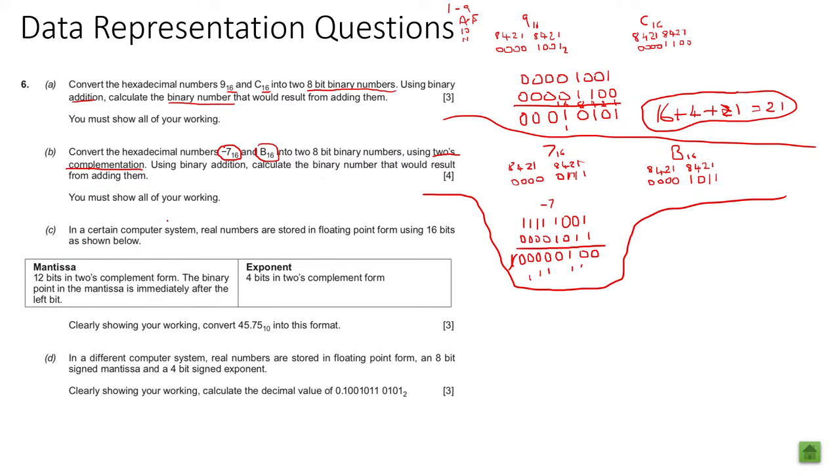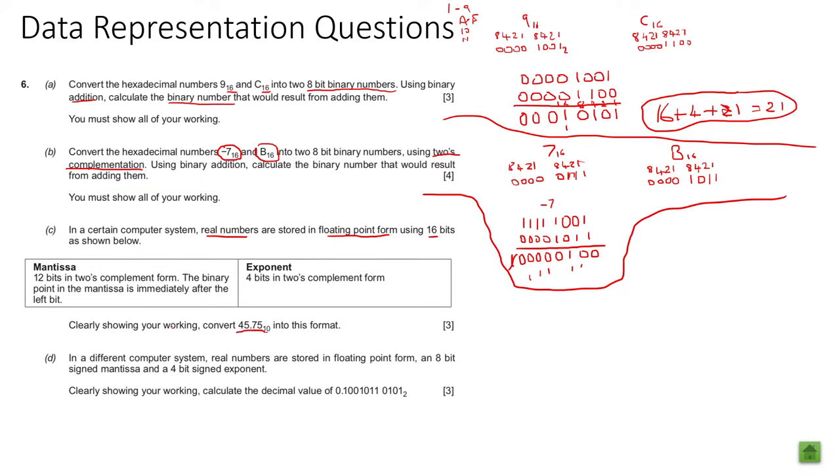So in a certain computer system, real numbers are stored in floating point form using 16 bits, as shown below. The mantissa is used to show the value of the number, and the exponent is to show you how many places the decimal point is going to move. So 12 bits in 2's complement form, the binary point in the mantissa is immediately after the left bit. 4 bits in 2's complement form. That is a lot of talk, a lot of confusing stuff, but it's actually really simple if you follow my 4 steps. And I'll show you what those are in a minute if you don't know what they are.